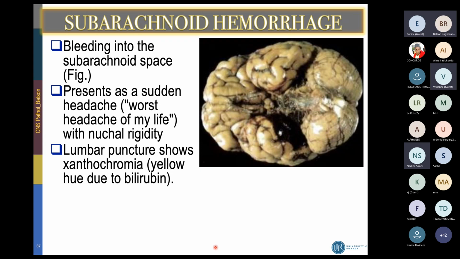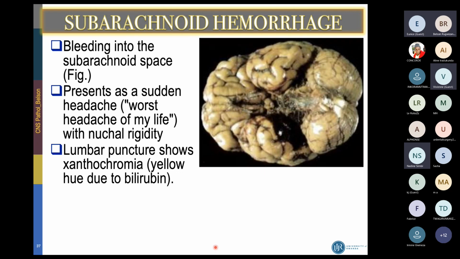Umurwayi azaza avuga ati ambera umutwe undiye gutya, with nuchal rigidity, murabyumva asa nahagize za signs of meningitis, ariko uzasanga nta fever afite. Lumbar puncture shows xanthochromia, yellow hue due to bilirubin. Nukuba yagize hemorrhage nk'ejo bundi heme ye irafanyuka ikora bya bindi byose kugeza habayeho bilirubin. Cerebrospinal fluid bisa n'umuhondo icyo gihe, umuhondo ugaragara cyane. So that will be a sign.